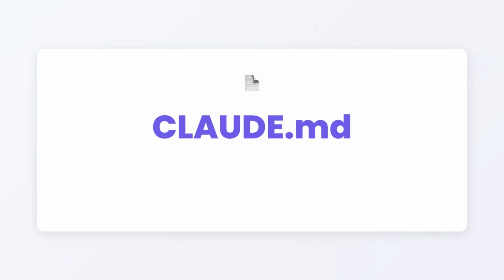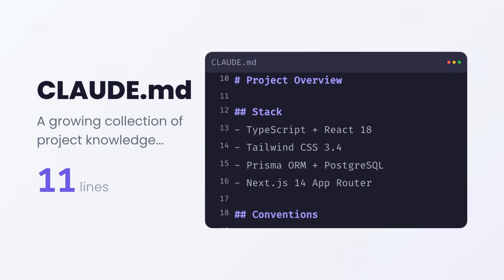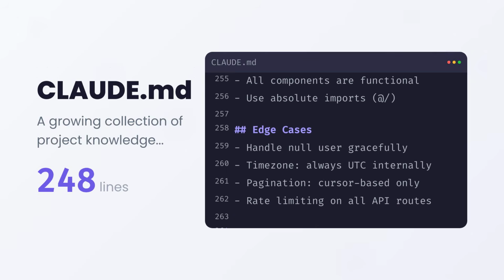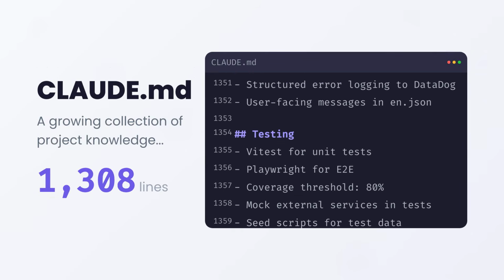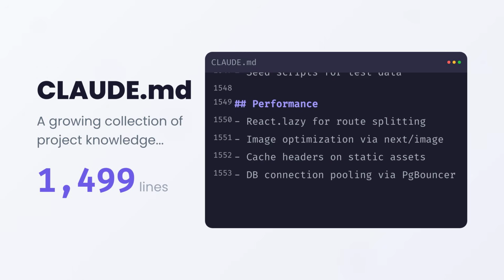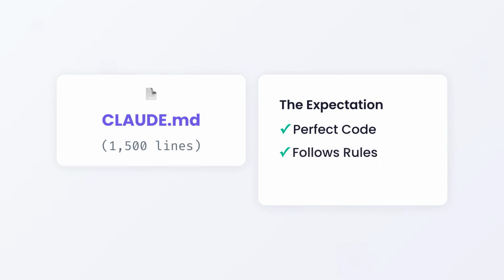There's one file in your project that quietly controls everything Claude Code does. Most people get it completely wrong, and I was one of them. My Claude.md had grown to over 1,500 lines. Every coding convention, every edge case, code snippets, database schemas, the works. I thought I was being thorough. I was so proud of that file. Surely this would make Claude understand my project perfectly.